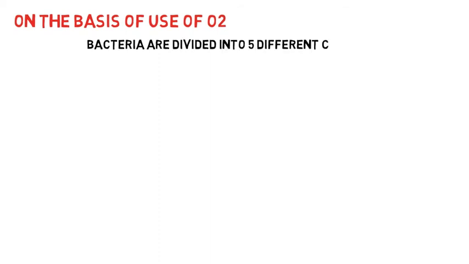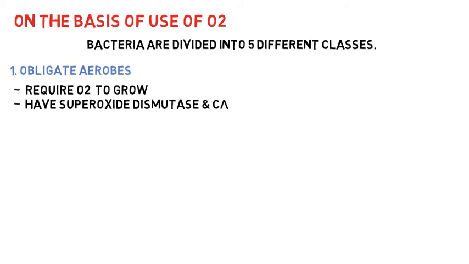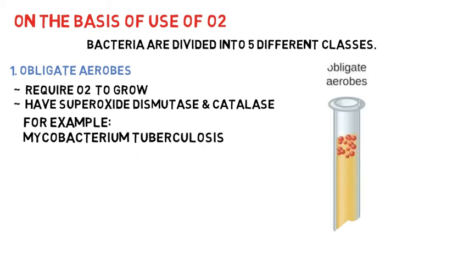So, on the basis of oxygen requirement, bacteria are divided into 5 different classes. Obligate aerobes. They require oxygen to grow because their energy generation system is dependent on oxygen as the hydrogen acceptor. And they have superoxide dismutase and catalase to convert the toxic products into non-toxic ones. An example of such bacteria is Mycobacterium tuberculosis, a causative agent of tuberculosis.